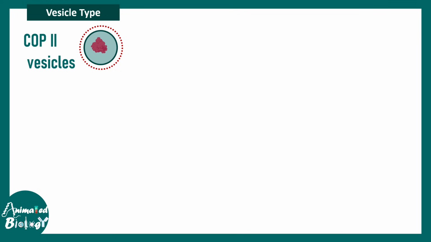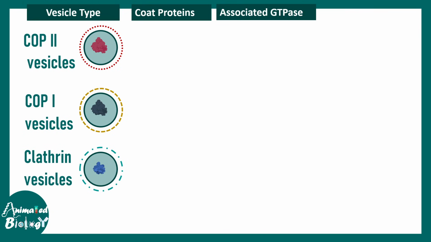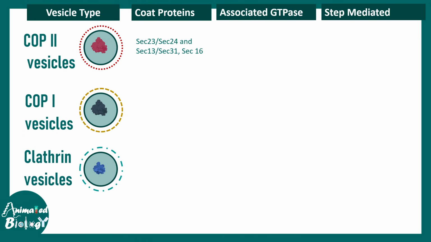Now let's talk about the vesicle types and the molecular machinery associated with them. For example, we'll talk about COP2, COP1 and clathrin-coated vesicles. Each of these vesicles mediates a different part of the transport that we noticed. So the coat proteins are also different. COP2 has different kinds of coats like Sec23, Sec24, Sec13, Sec31, Sec16, etc.